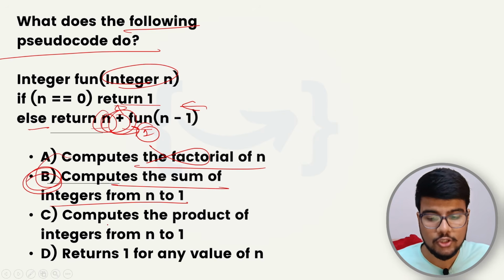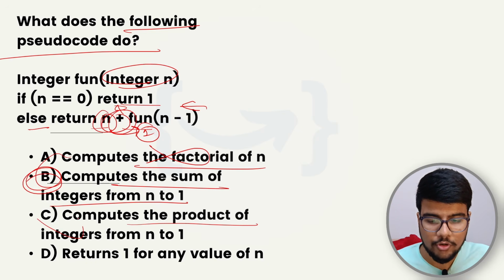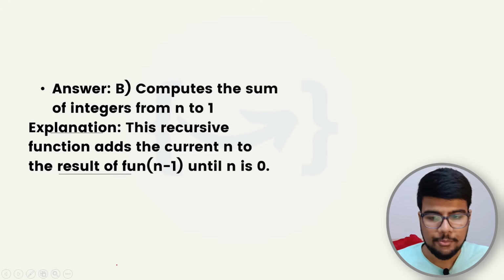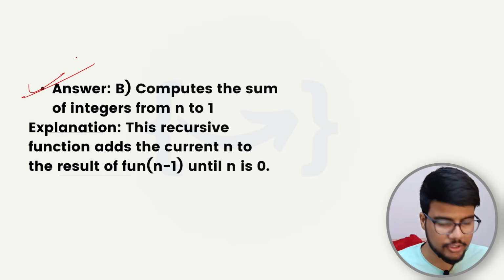But let's see the other options too. Compute the product? No, product is not an option. Return 1 for any value of n? No. So yes, option B is the right one. And you can see the right option is B.